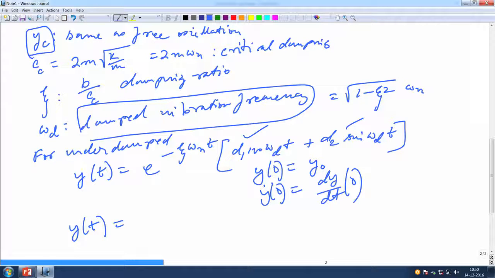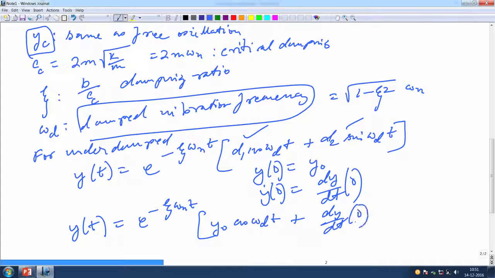Based on that, the equation becomes, and this is the complementary equation that we are trying to find out, e to the power of minus zeta omega n t into y naught cos omega d t plus dy by dt at 0 plus omega n y naught by omega d, and this entire thing becomes associated with sin omega d t. So that is the total expression, and that will be the complementary solution.